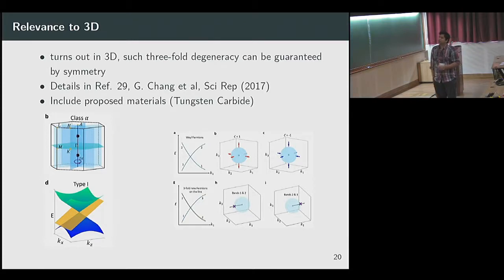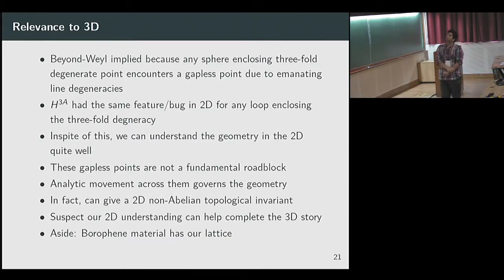So they argued how this is beyond Weyl by showing that if you enclose the threefold degeneracy, any sphere that encloses that degeneracy will always have a gapless point sitting on the sphere because of these line degeneracies. And so therefore you cannot think of it as a Weyl point. As I said, the beyond-Weyl character was implied because any sphere enclosing the threefold degenerate point encounters a gapless point, and so it is not thinkable as a Weyl system.